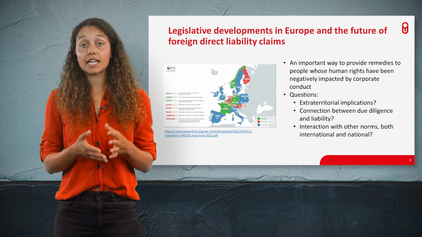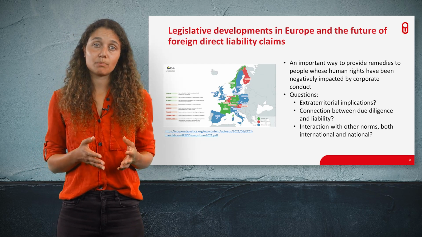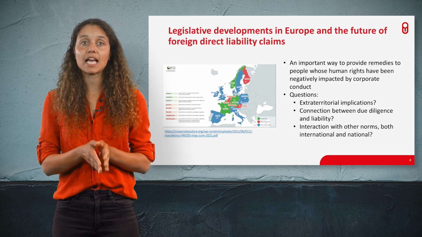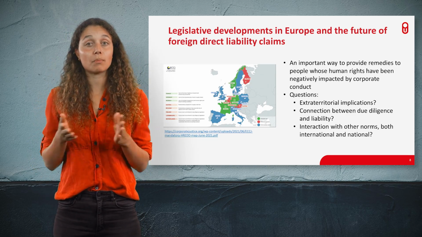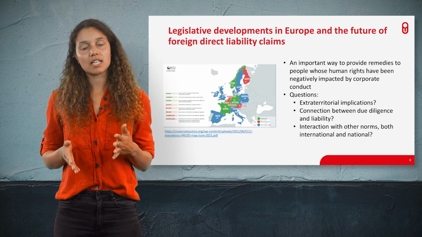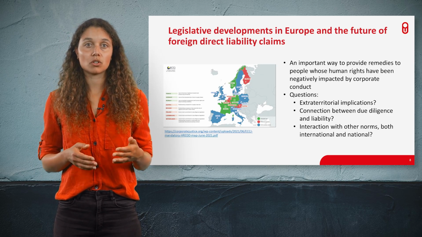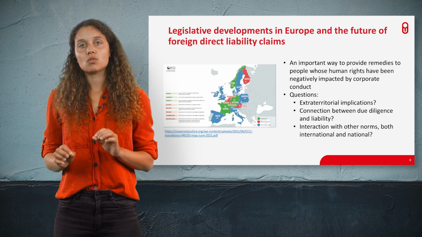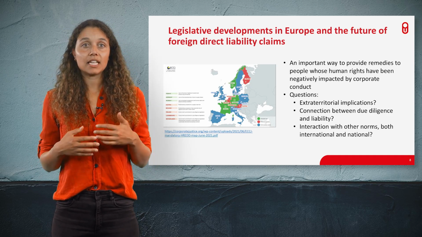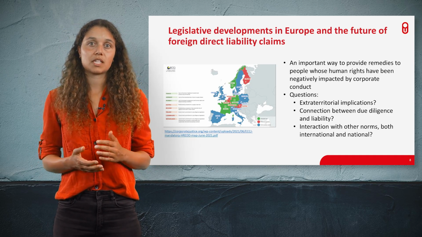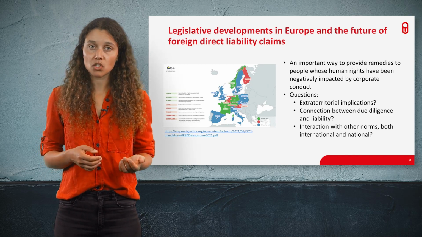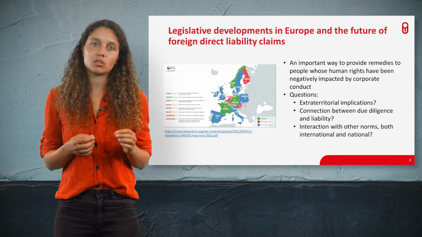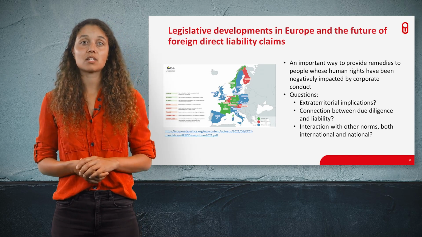These norms and their exact meaning and application remain vague, however. Especially the connection between liability and the due diligence obligations remains to be seen. To what extent can due diligence measures serve as a defense, for example? Given that these norms remain vague and it is still unclear what their exact extraterritorial implications will be, the question remains to what extent they can actually resolve the debates that I discussed here.